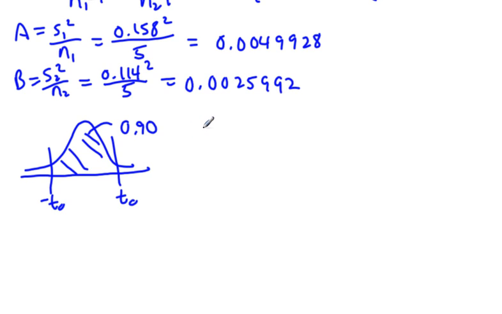If you're, however, using a table, then you do need to round the degrees of freedom, and you always round the degrees of freedom down. So your degrees of freedom in this case would be 7.